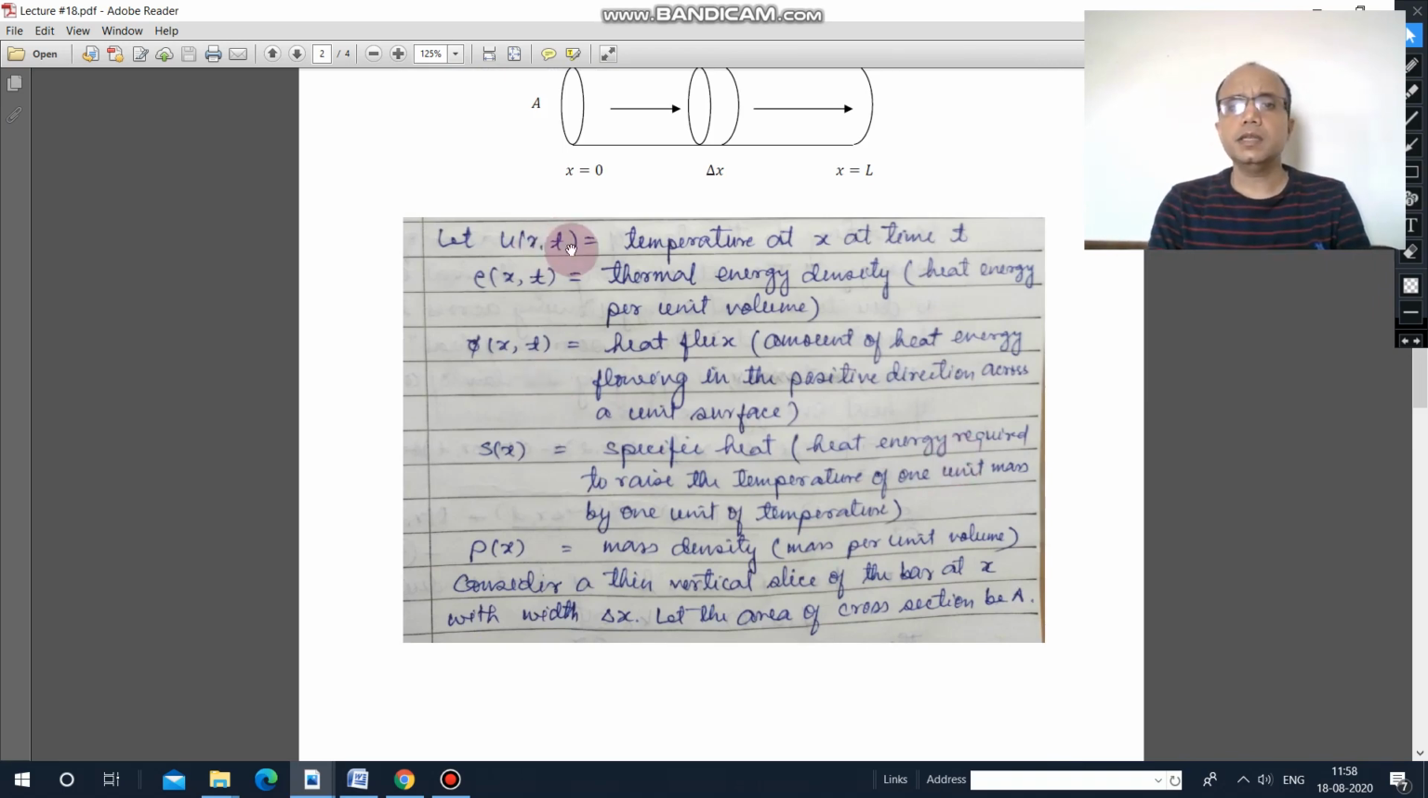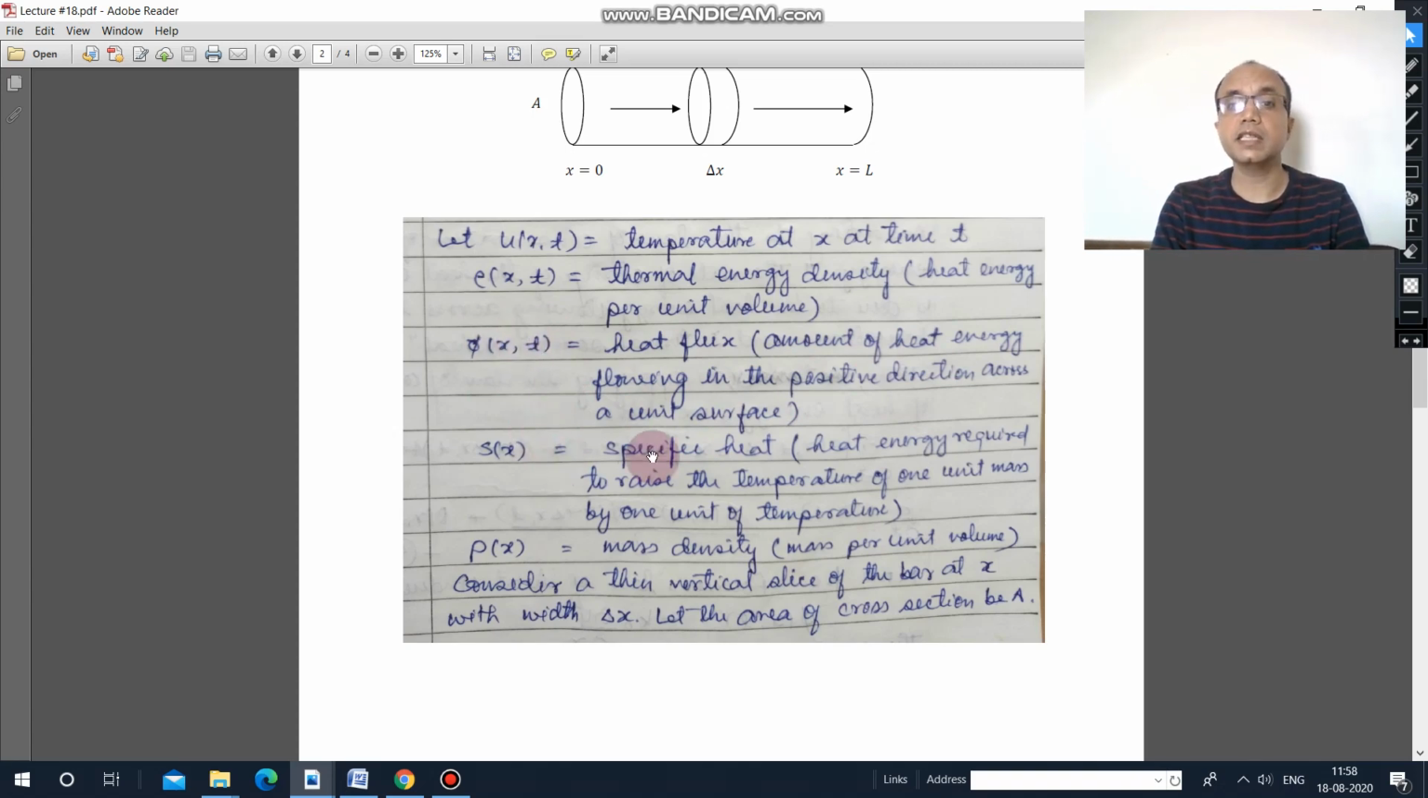u(x,t) is the temperature at x at any time t. So basically u is a function of x and t. Similarly, E is a function of (x,t) defined as the thermal energy density. Density means the heat energy per unit volume. This is important, per unit volume. Phi(x,t) is the heat flux, the amount of heat energy flowing in the positive direction across a unit surface, per unit surface. This is the heat energy flowing in the positive direction per unit surface.